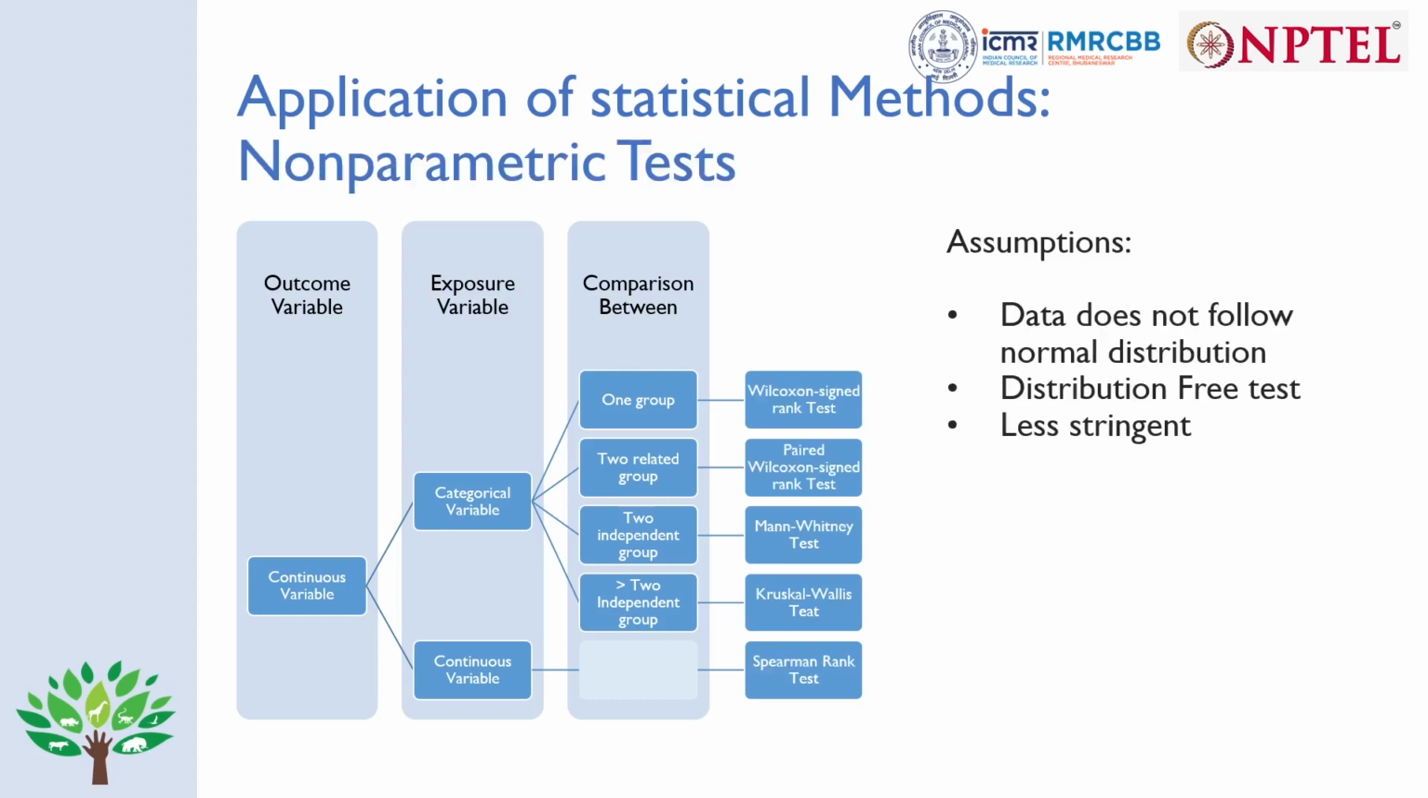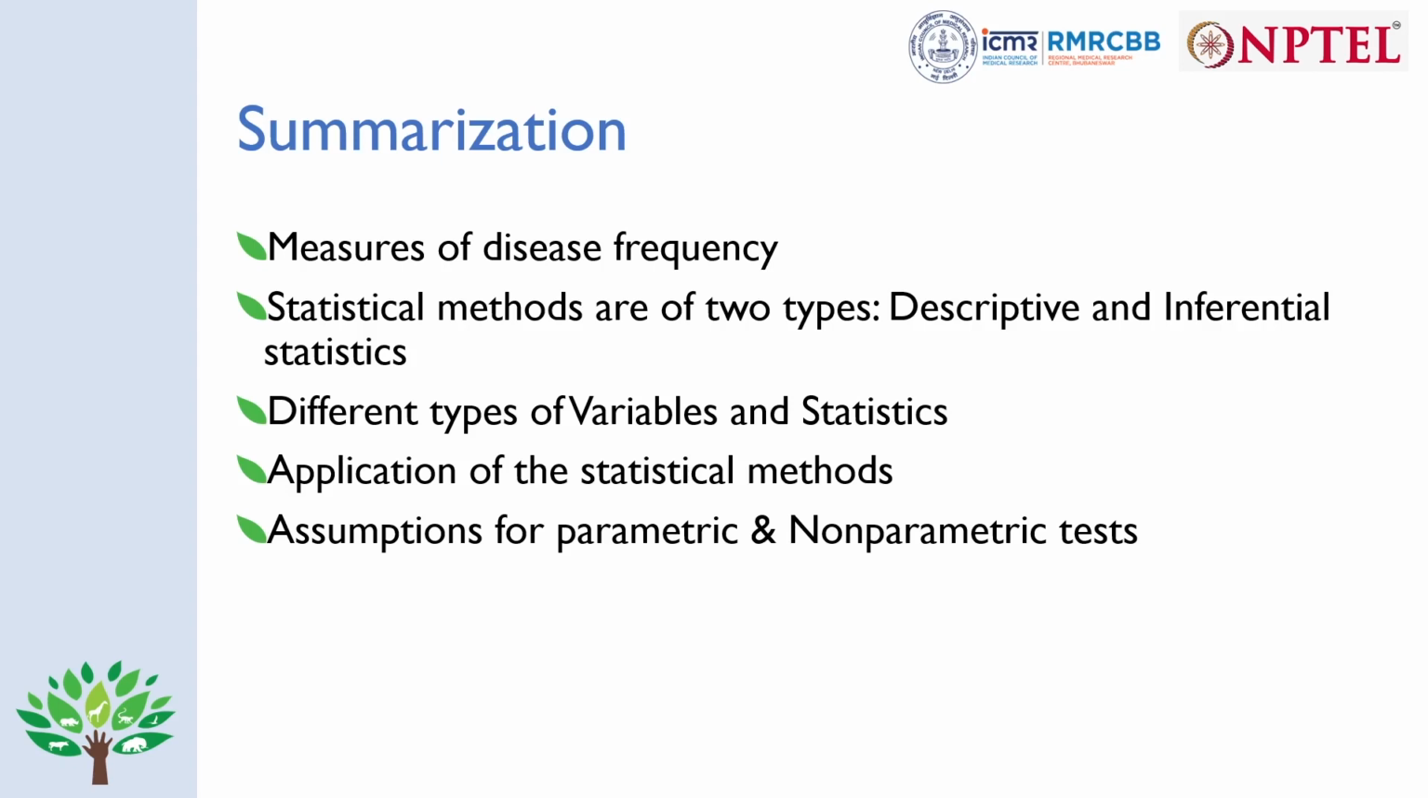Next, we can see there are different tests if the data is non-normal, that means the data does not follow the normal distribution. In that case, these are the tests. If there is one group, we can use the Wilcoxon signed rank test. If there are two related groups, we use the paired Wilcoxon signed rank test. If two independent groups are there, we can use the Mann-Whitney test, and for more than two independent groups, we can use the Kruskal-Wallis test. And if both the outcome variable and exposure variable are continuous, we use the Spearman rank test.